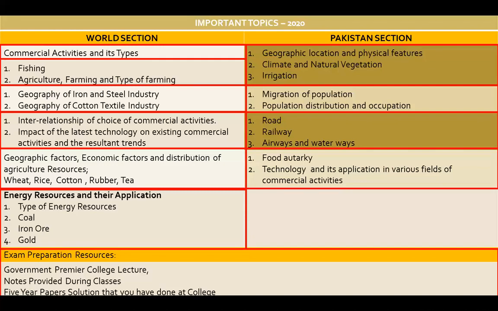As we know, I give lectures at Government Premier College, and most of the students are getting benefit from those lectures as well. Notes provided during classes, and the 5 year paper solutions that you have done in college. So these are the exam preparation resources, and feel free to contact me if you find any difficulty in preparing for your examination.